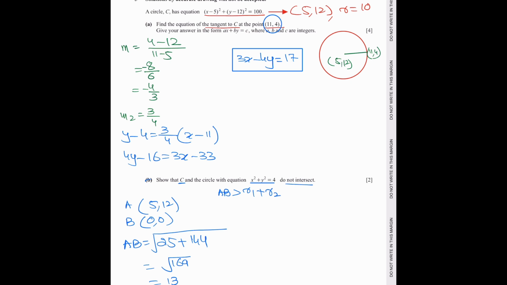Now using AB is greater than R1 plus R2. AB is 13. Radius 1 is from the first circle, that is 10. Radius 2 is from the second circle. So this is radius R square. So R will be 2. So 13 is greater than 12. So you have shown it.